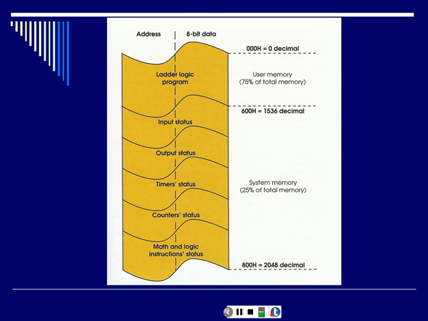This is basically kind of what it looks like. I've got the system memory showing a whole lot larger, because it has a whole lot more sections, but they would actually be much smaller. 75% is at the top, and then the input and output statuses. So is it on or off? Is it hot or not hot? The timer's status, the counter's status, and then all the logic functions.